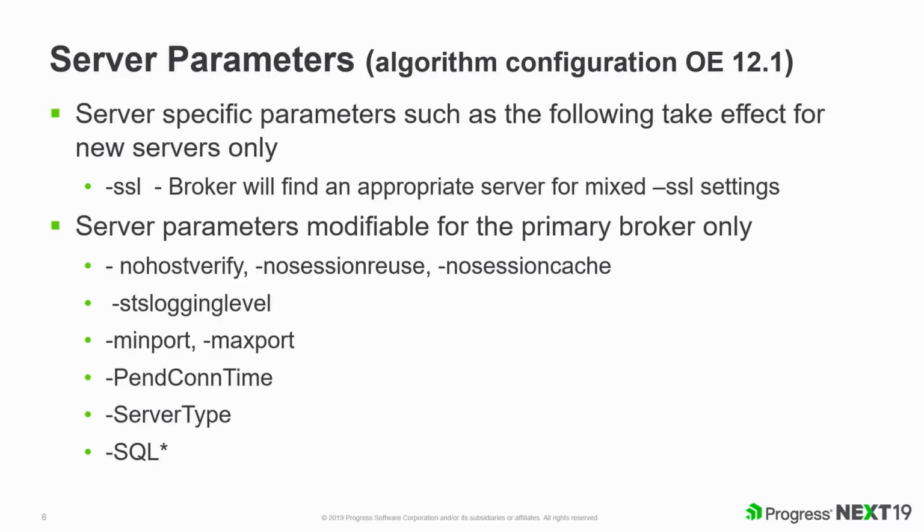There are some server-based parameters that don't make sense to automatically change while the system is running. And so they'll only be available for new servers that start or available to be changed on the primary broker only. I think in the future we'll probably change that so you can change it for secondary brokers, but right now we don't have a mechanism to change it for others than the primary broker. And these are a couple examples. Obviously, changing SSL while users are connected is not going to be able to communicate too well if someone's expecting encryption on one side and stuff's not being sent encrypted on the other side.